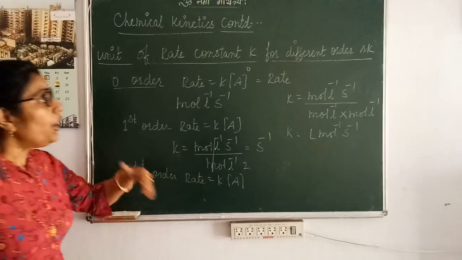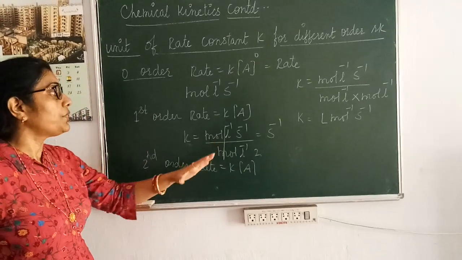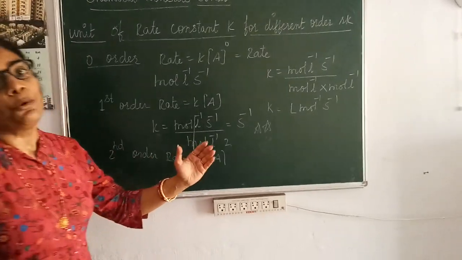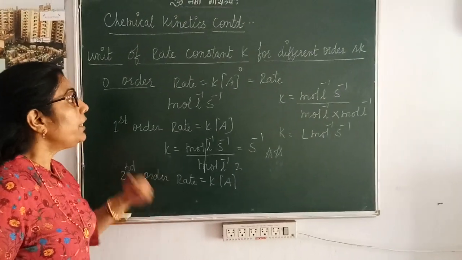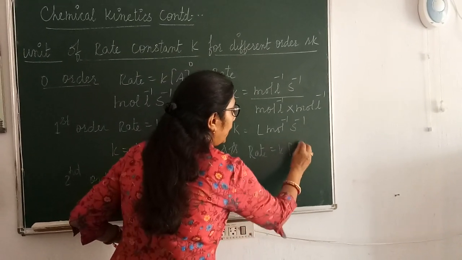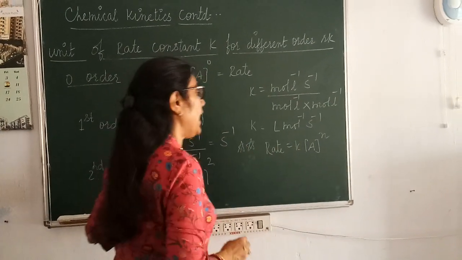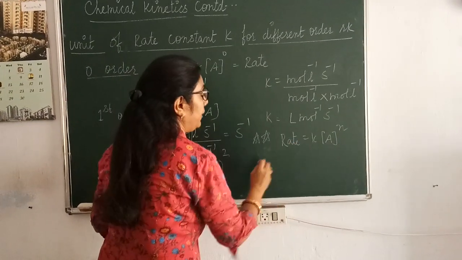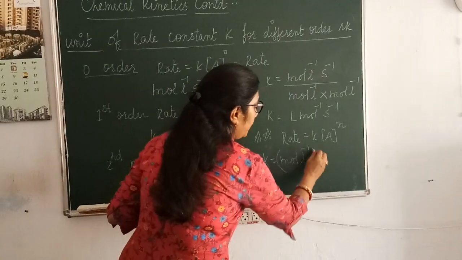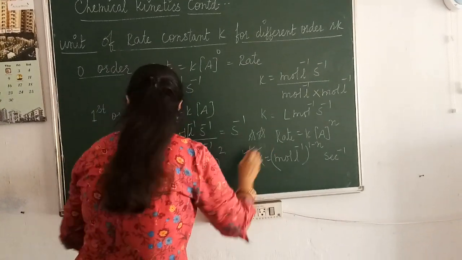Likewise for any order, if the power is half, if the power is 3/2, whatever it is, you can calculate, and I am going to give you a general formula for how we calculate the unit for any order reaction. So rate is equal to K into A to the power n, where n represents the order of reaction, that is, the power of A is n. So K will be equal to mole per liter to the power 1 minus n per second. Very, very important formula, my dear students.